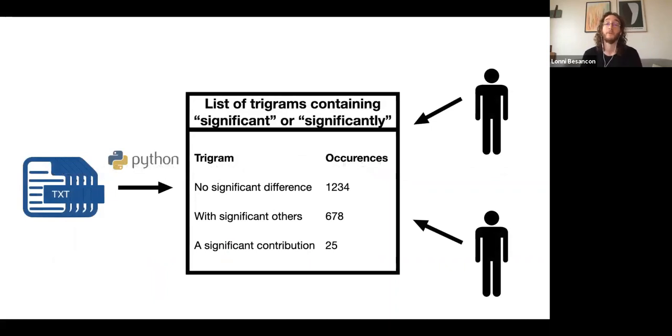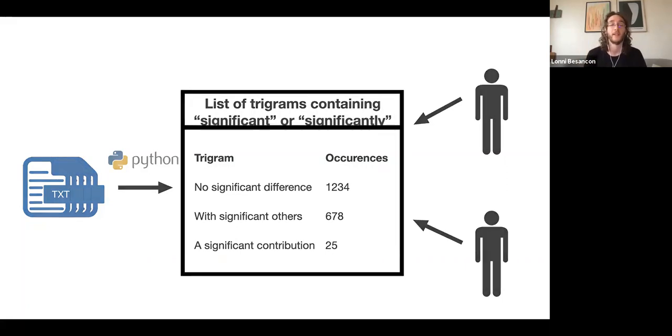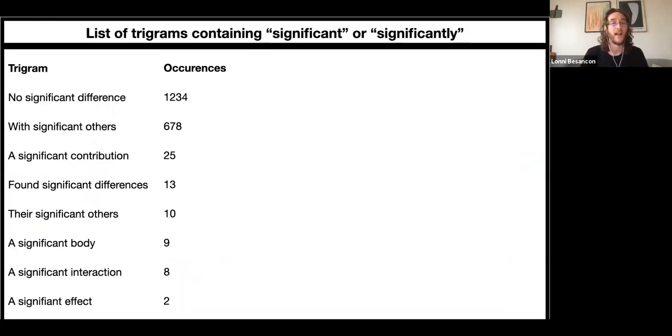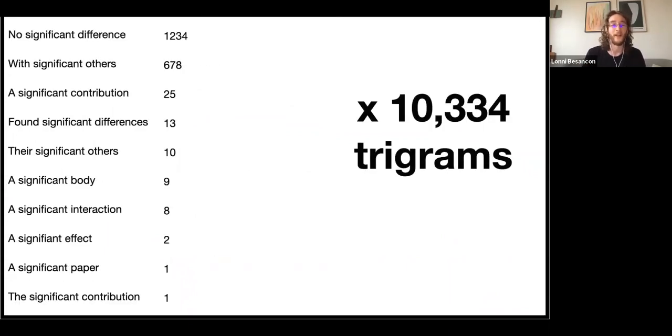And so to know that, we decided to look for the presence of "significant" or "significantly" in papers. But because "significant" and "significantly" can be used in contexts outside of statistical inferences, we decided to look for trigrams containing "significant" or "significantly". We had a Python script looking for these trigrams and putting them in a Google spreadsheet. We had a lot of trigrams.